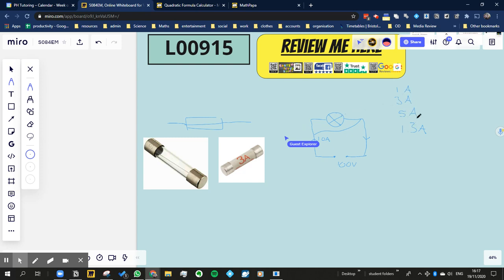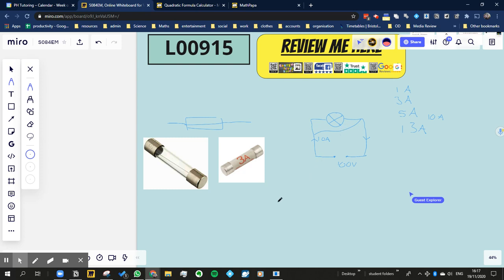1, 3, 5, and 13 amps. I think you can also get a 10 amp fuse as well. It's fairly common. So anyway, I wouldn't choose a 10 amp fuse because if it went a tiny bit above 10 amps, it would blow. I wouldn't even choose an 11 amp fuse, in case it fluctuates a little bit. But if it went to 13 amps, we can be fairly confident something's gone wrong, and so we would like it to break the circuit. Okay.